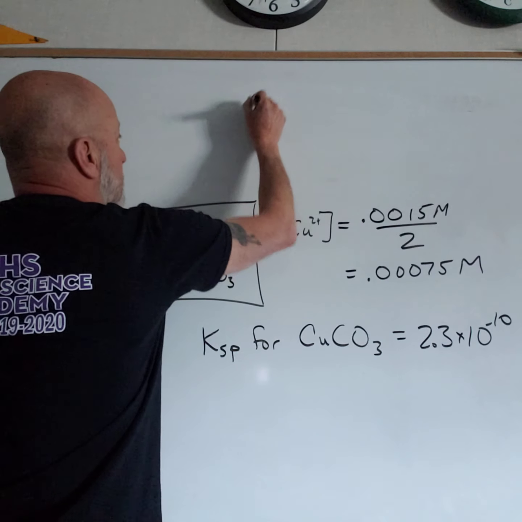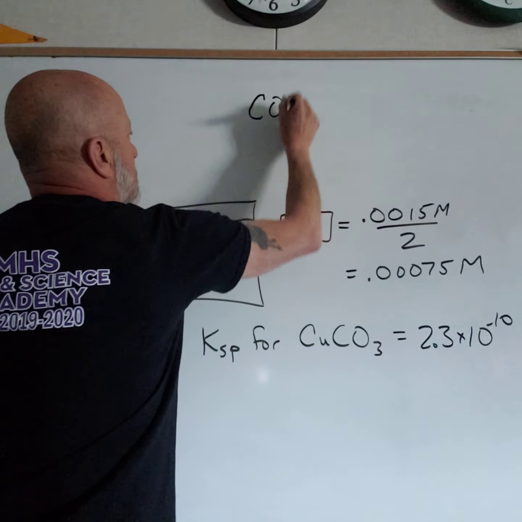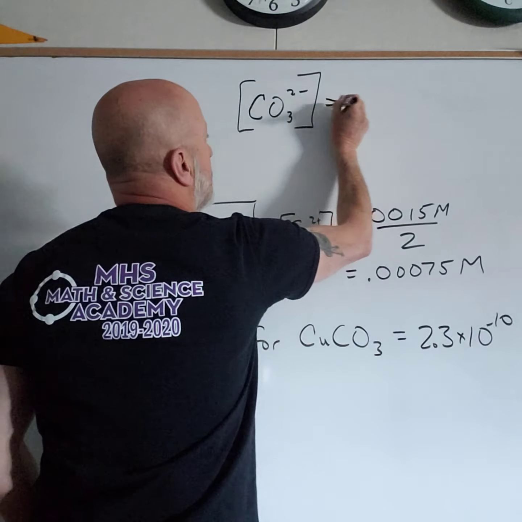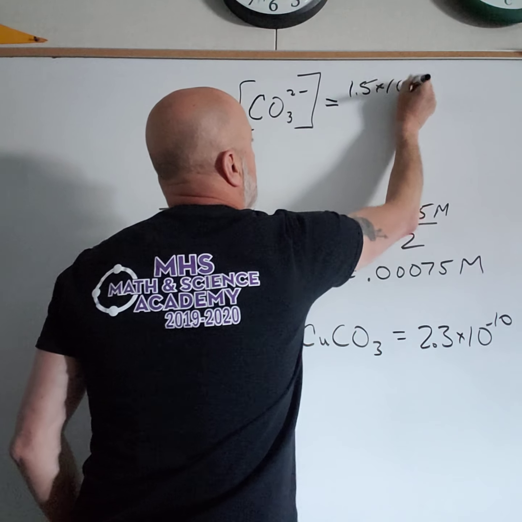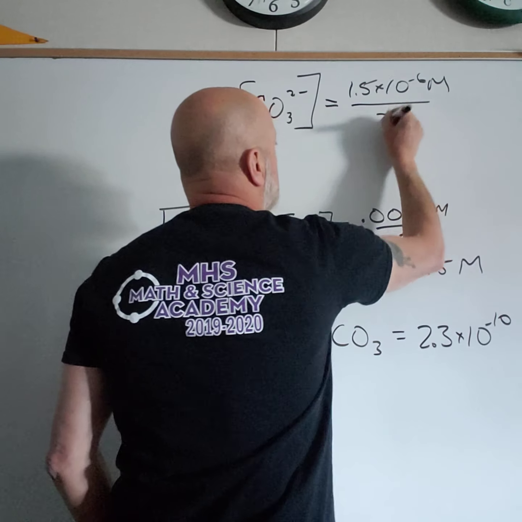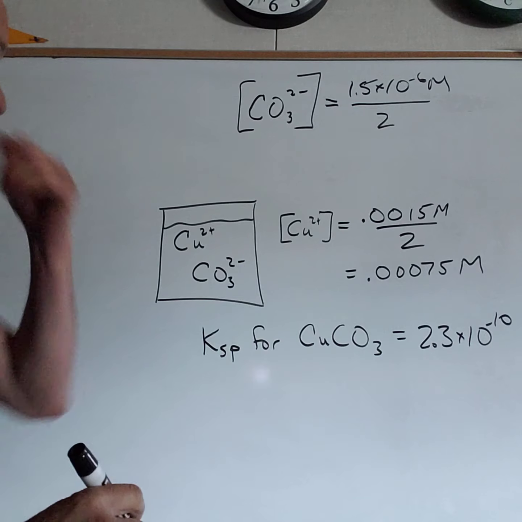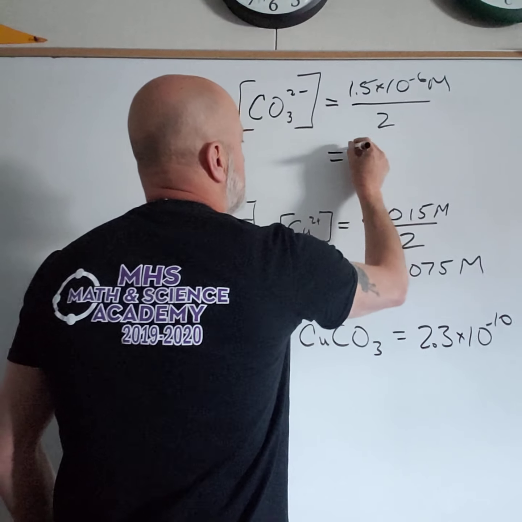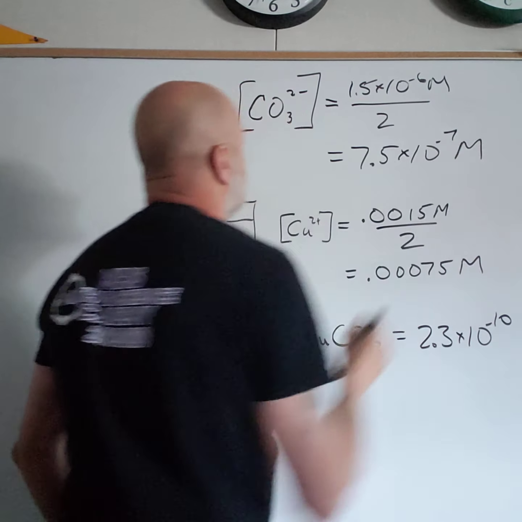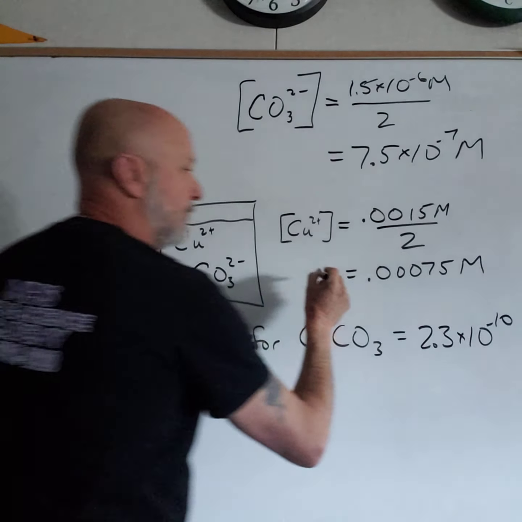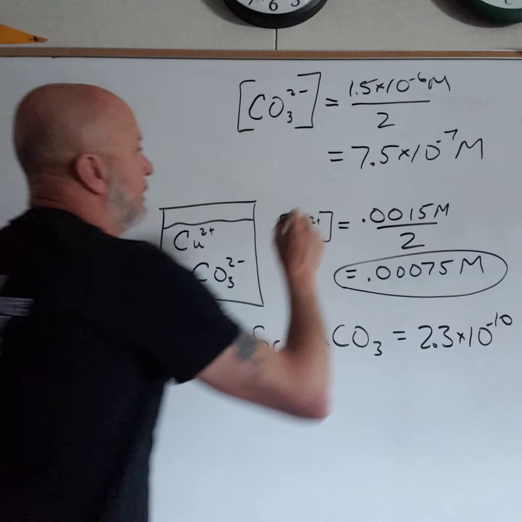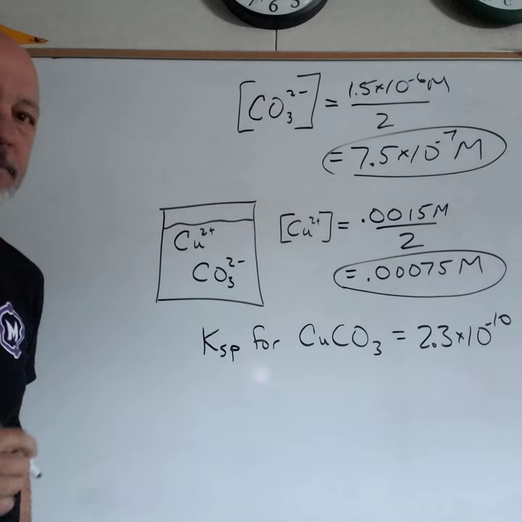My concentration of carbonate was 1.5 times 10 to the minus 6 molar. I have doubled the volume, so it's half of that, which is 7.5 times 10 to the minus 7 molar. So that's my new concentration. So I've got my concentration in my new mixture of copper ions, and I've got my concentration of carbonate.